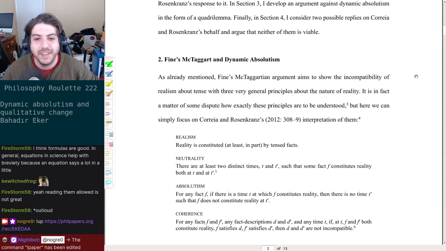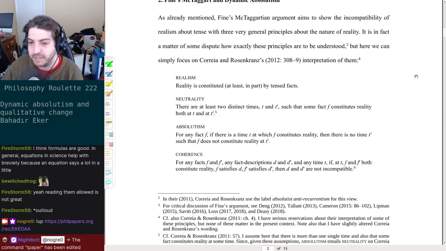Fine's McTaggart and Dynamic Absolutism. As already mentioned, Fine's McTaggartian argument aims to show the incompatibility of realism about tense with three very general principles about the nature of reality. It is in fact a matter of some dispute how exactly these principles are to be understood, but here we can simply focus on Correia and Rosenkranz's interpretation of them. Realism: Reality is constituted, at least in part, by tensed facts.